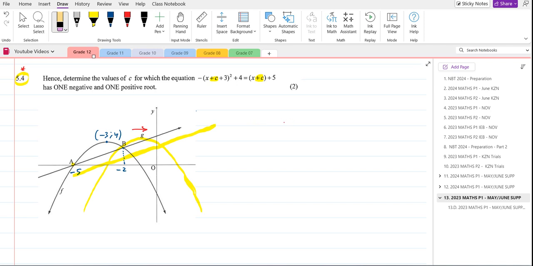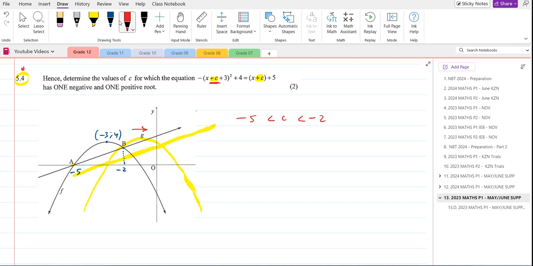It has to be from -5 to -2. Yes, because remember you're moving to the right. If you're moving to the right, remember the value of C can't be positive. It has to be negative values.